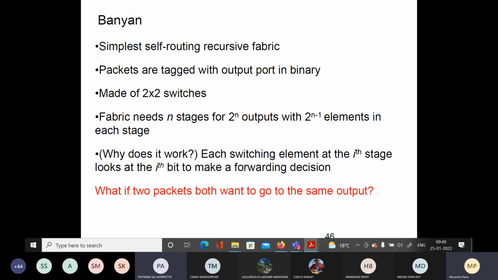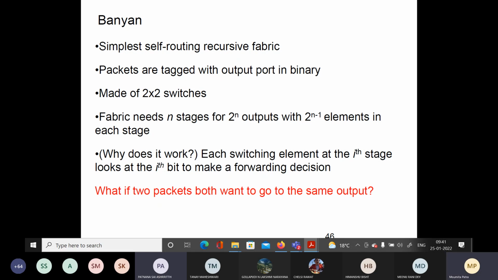Okay, and of course we have seen that it is made up of 2 cross 2 switches, and the fabric will need n stages for 2^n outputs with 2^(n-1) elements in each stage.